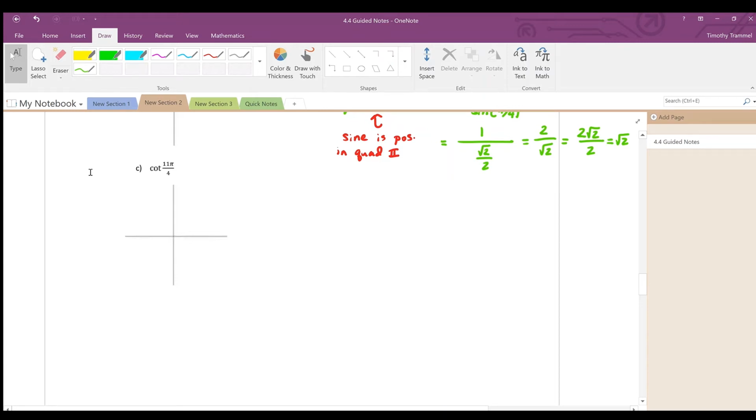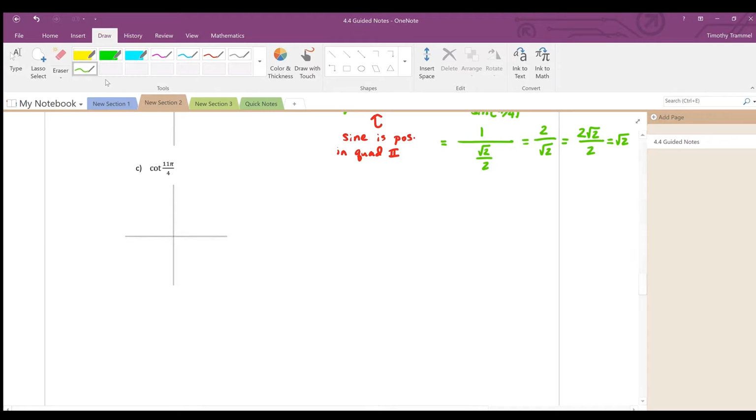Part C here, we want to find cotangent of 11 pi over 4, and we want to continue to try and use this method that kind of circumvents the unit circle. It doesn't completely circumvent it, but in some sense we won't be thinking about it much in this process.